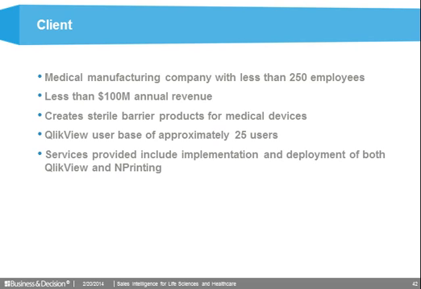I have a couple examples of solutions that we've provided for this much smaller company than the large pharmaceuticals that we just talked about. Our medical manufacturer has less than 250 employees. It's somewhere between $50 and $100 million of annual revenue, and they create sterile barriers for medical devices. They have approximately 25 QlikView users, and their solution includes both QlikView and printing to distribute reports to additional management that are not QlikView users.